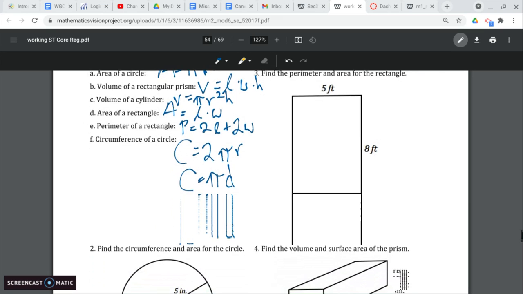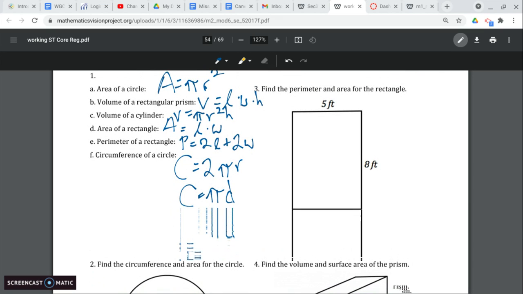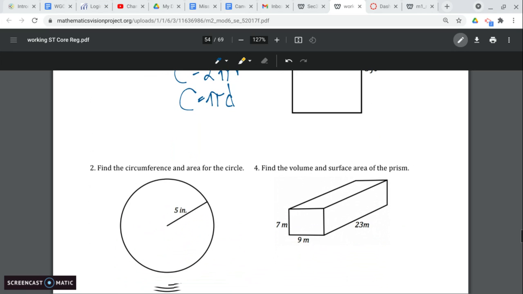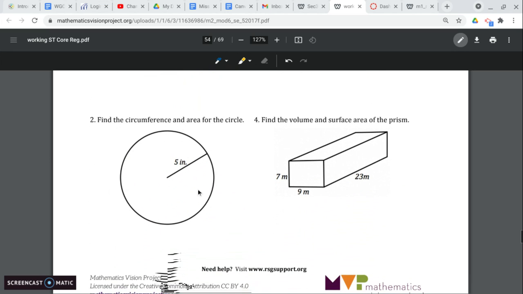All right, so for 3 then, you're looking at finding the perimeter and area for a rectangle, which I kind of already did for you in examples over here, without totally giving you the answer. For 2, you're finding the area and circumference, so make sure you find both. You are finding 2 things in all of these. For 4, you're finding the volume and the surface area.